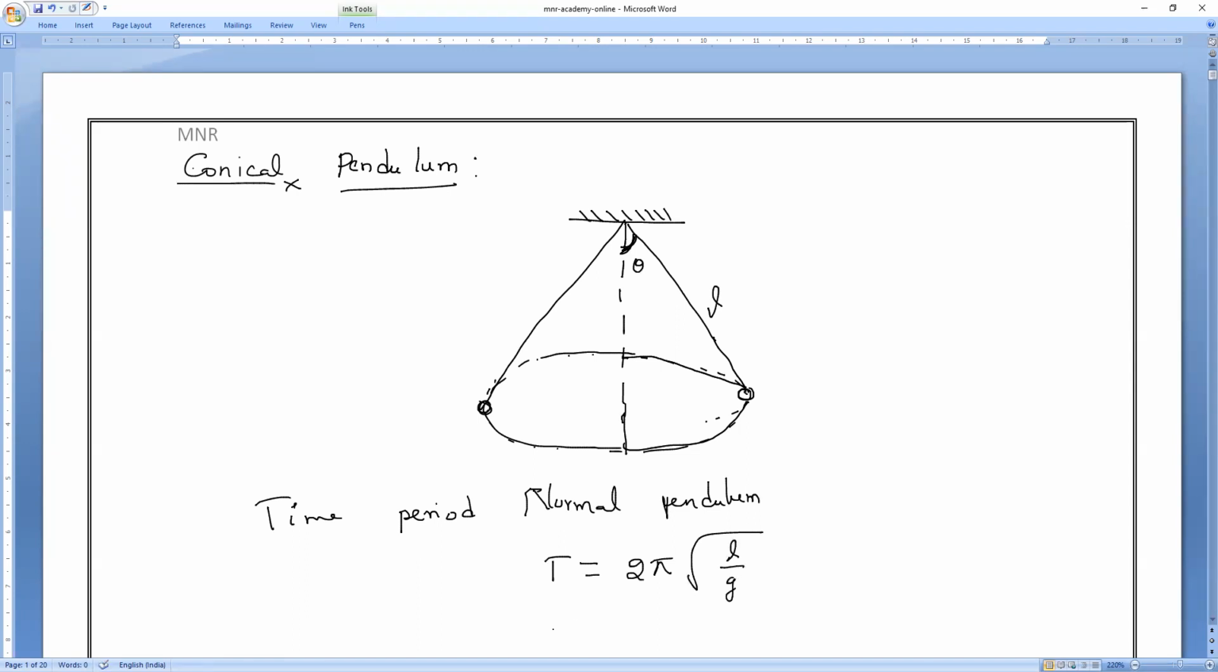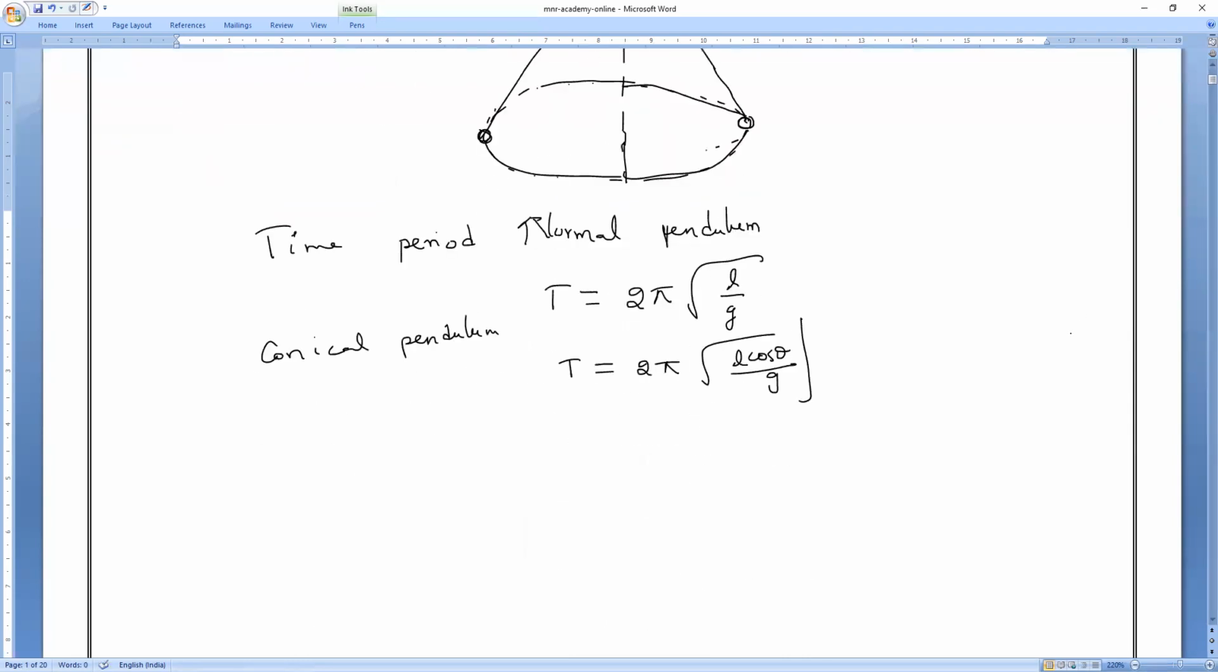Now if you take the conical pendulum and observe very carefully, then T is equal to 2 pi into root over L cos theta divided by G. I hope you understand. Nothing is different, only one thing. What new thing are you finding? Only L cos theta.